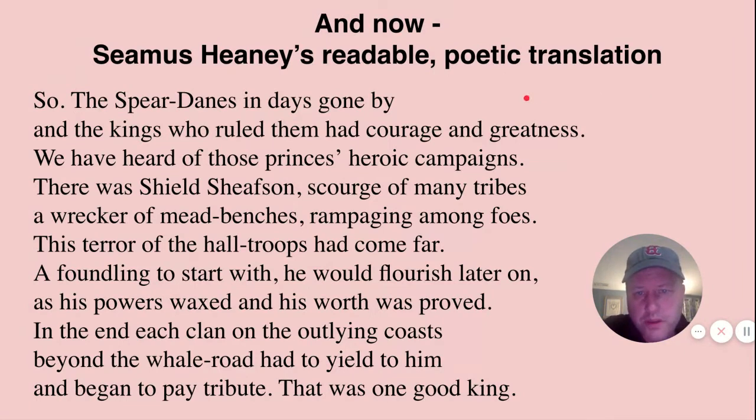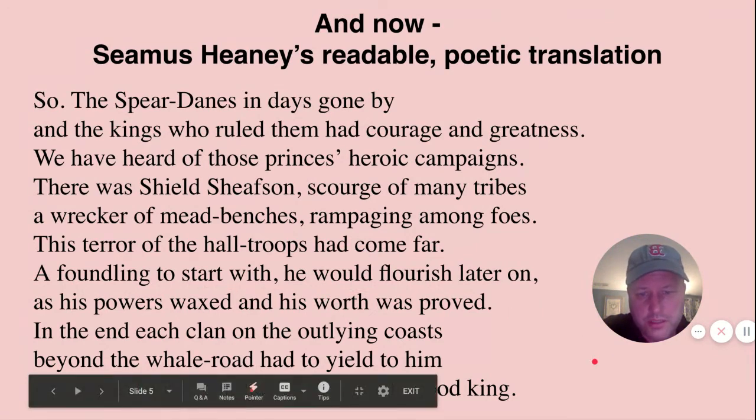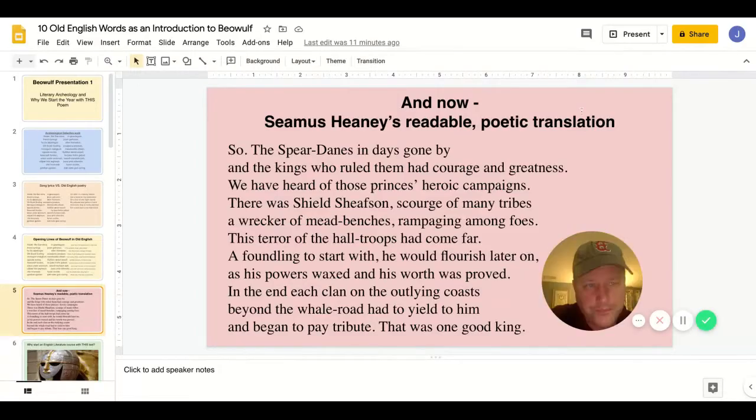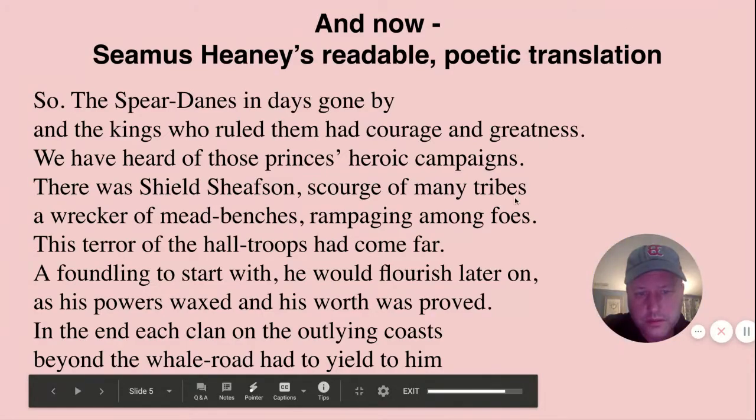So, the Spear Danes in days gone by, and the kings who had ruled them had courage and greatness. We've heard of those princes' heroic campaigns. There was Shield Chieftain, scourge of many tribes, a wrecker of mead benches, rampaging among foes. This terror of the hall troops had come far. A foundling to start with, he would flourish later on as his powers waxed and his worth was proved. In the end, each clan on the outlying coasts beyond the Whale Road had to yield to him.